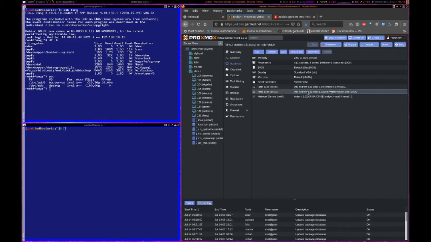So I will click on that drive, resize disk, and I'm just going to make this 200. And this is an increment, so that's how much it's going to add. And now you can see it is a 200. However, if we look, it still shows as 160. So we need to resize the PV so it notices the difference.